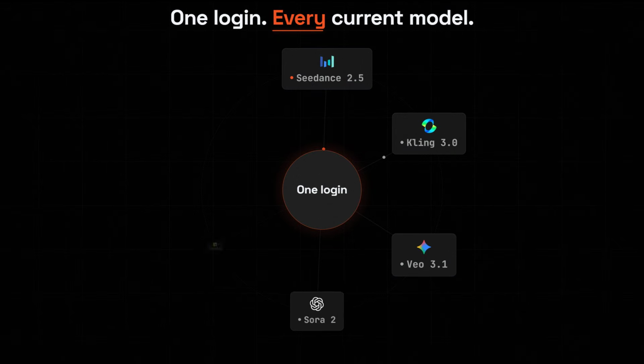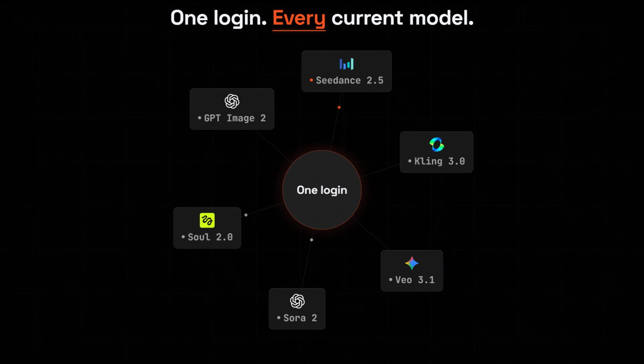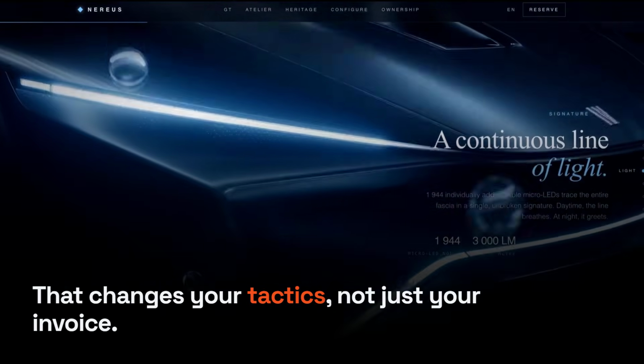One login covers Seedance 2.5, Kling 3.0, Google VO 3.1, and Sora 2. Then the image side, Sol 2.0, Nano Banana Pro, GPT Image 2, Flux 2, Grok Imagine. Bought separately, that is 8 or 9 subscriptions. Here it is, one balance you draw down, and that changes your tactics, not just your invoice.